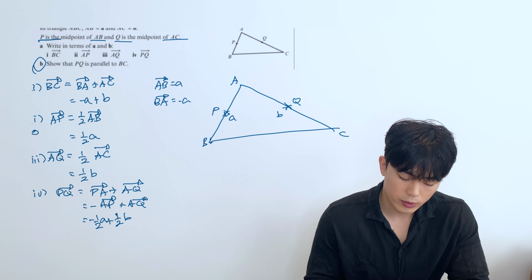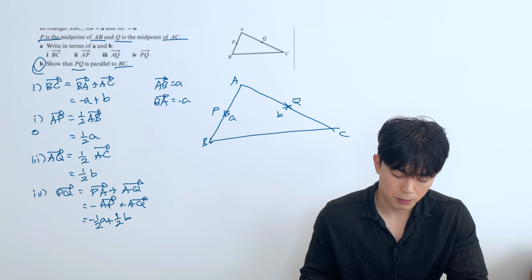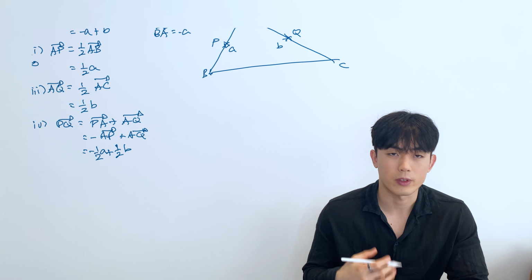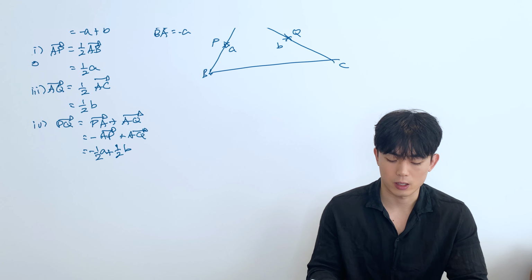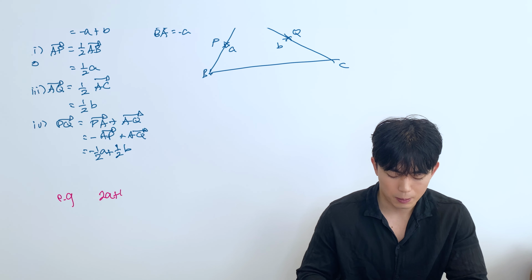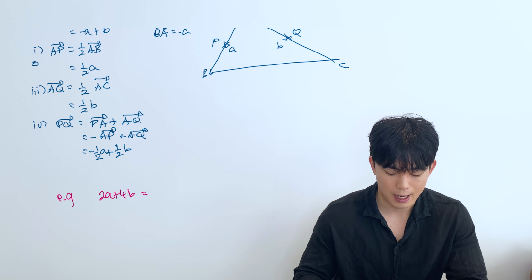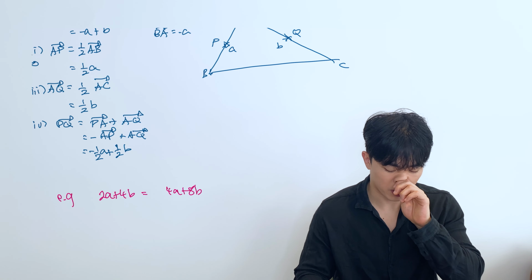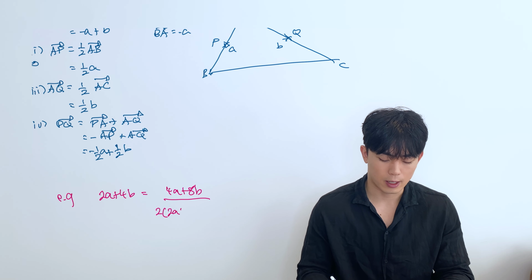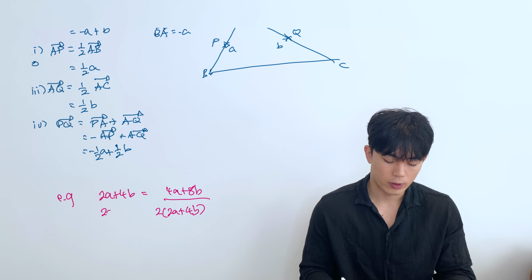In part B, show that P to Q is parallel to B to C. The way we show something is parallel is if they have the same vector, but multiplied by a certain factor. For example, let's say we have the vector 2a plus 4b. This is actually parallel to the vector 4a plus 8b. The reason is that with this vector here, I can take the 2 out and I get 2a plus 4b.